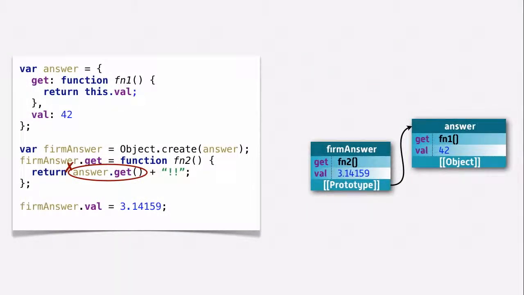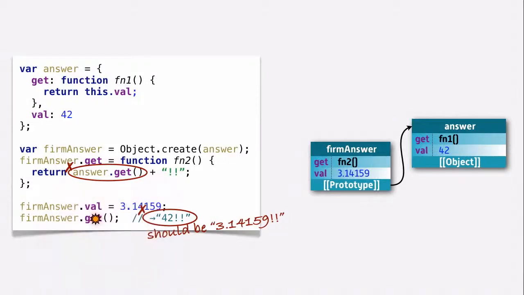Unfortunately, that's not quite as easy as it might seem. The obvious answer is to just call function 1, say answer.get. That doesn't work. It returns the wrong answer. It's going to return 42. Do you know why? If you don't, pause the video for a moment and see if you can figure it out.